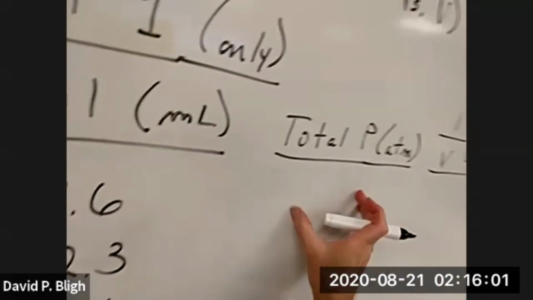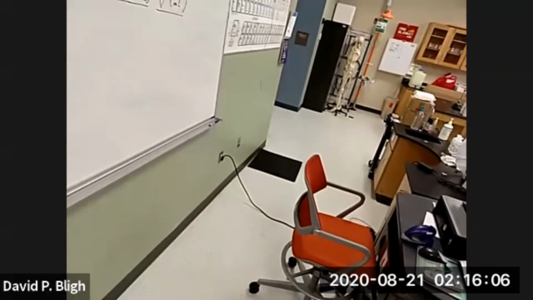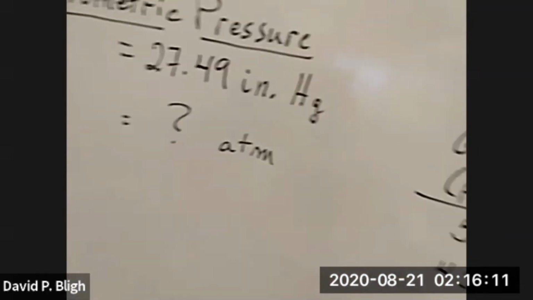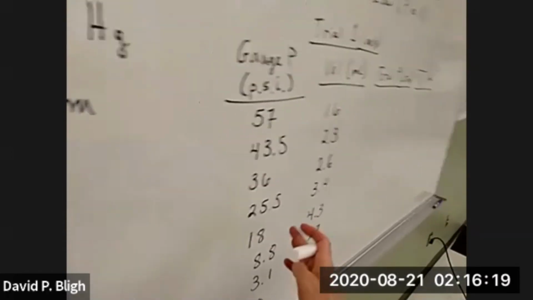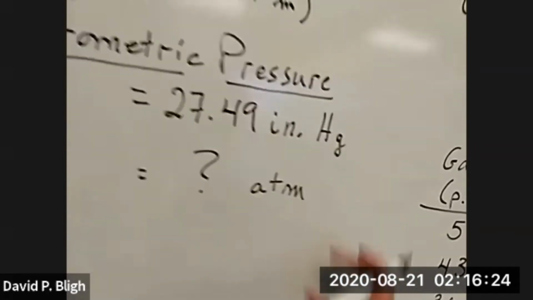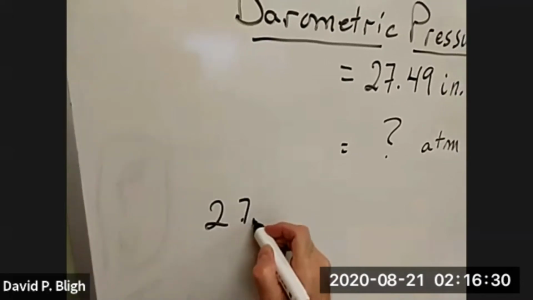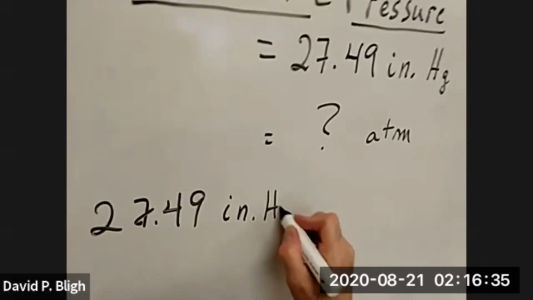There. Now, to measure the total pressure, you can't add two numbers that have different units. This one has PSI units. This one has inches of mercury units of pressure. You can't add them together. So convert each one of them to atmospheres. Convert this to atmospheres. Convert that to atmospheres. I'll do this one for you. 27.49 inches of mercury.